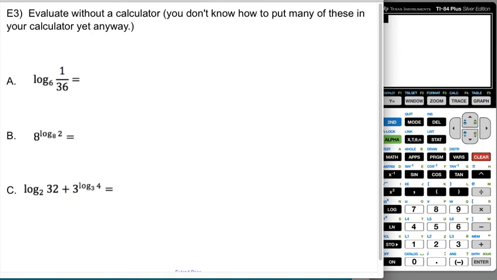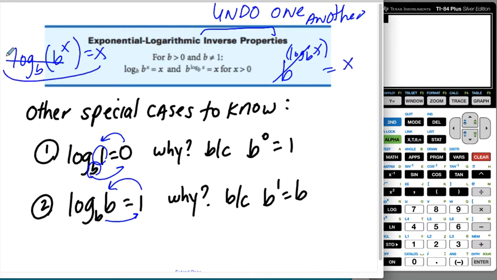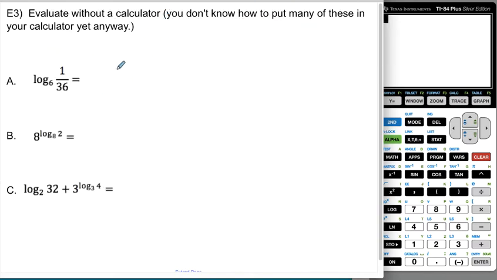All right, cool. So let's do an E3 and a P3. We're going to evaluate without a calculator. So we're going to be using these two properties to evaluate without a calculator. Right now, you actually don't know a whole lot about how to put these in your calculator anyway, but we'll talk about that in a little bit.